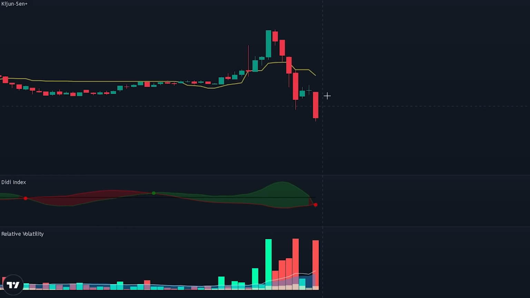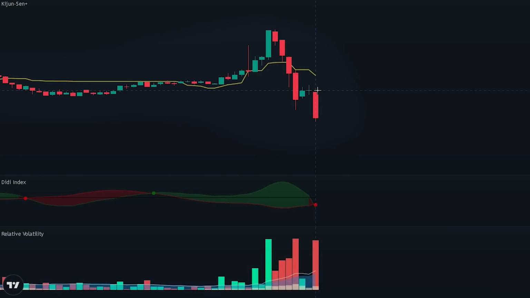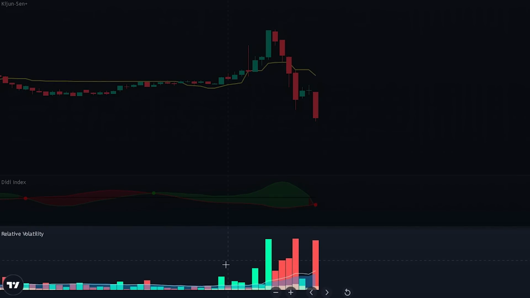To confirm this signal, we will first look at the Kijun-sen line. We will need the price to be trading below the Kijun-sen line, showing us that the longer-term trend of the market is also bearish. Finally, to make sure that there is enough volume in the market to enter into the sell position, we will take a look at the volatility indicator.